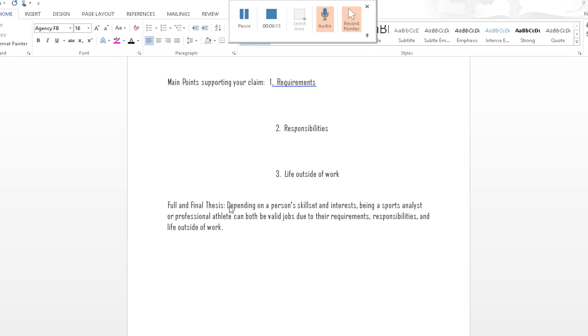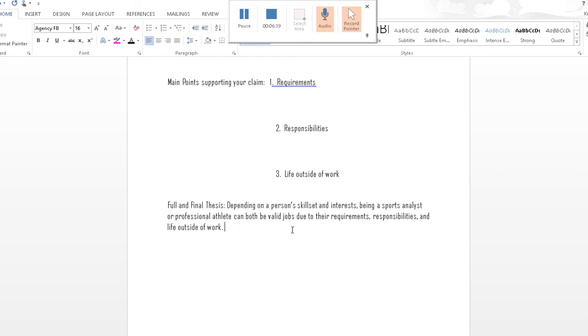Alright, so altogether, depending on a person's skill set and interest, being a sports analyst or professional athlete can both be valid jobs due to their requirements, responsibilities, and life outside of work. So that's a great one-sentence main idea for the paper. I know that the paper is going to be comparing a sports analyst and professional athlete. I'm not arguing that one is better than the other.